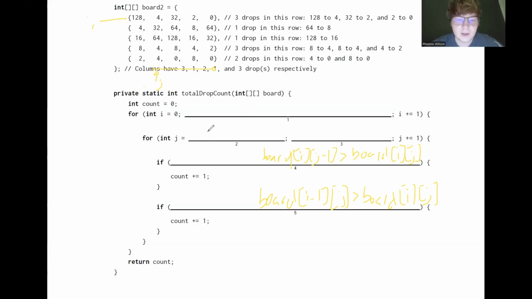So say j goes from the first column to the last column, which is just board dot length. And I'll make a small remark here. That board dot length is the same thing as board of 0 dot length or board of 1 dot length. And that's just because our board is square. So those dimensions are the same.